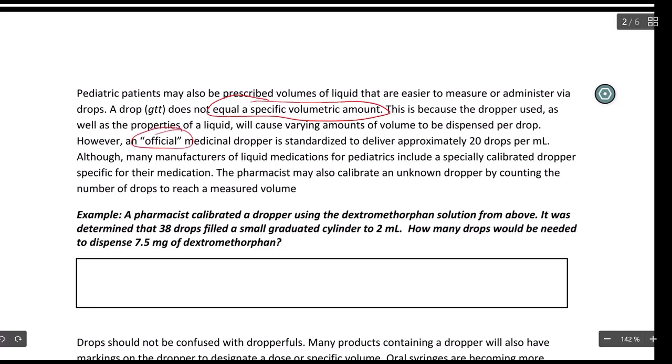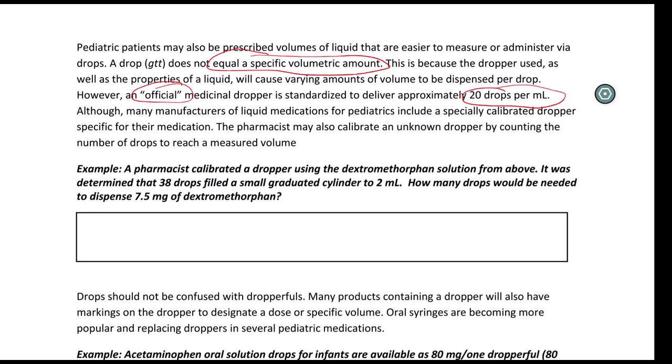The official dropper is 20 drops per ml. Now, sometimes you really don't use that official dropper, but it's a good starting point for most standard droppers. Usually, though, if you are going to see something with a dropper, a lot of times you will see the dropper that's already calibrated, or even for eye drops, the dropper is calibrated to deliver a certain number of drops or an ml per that drop.